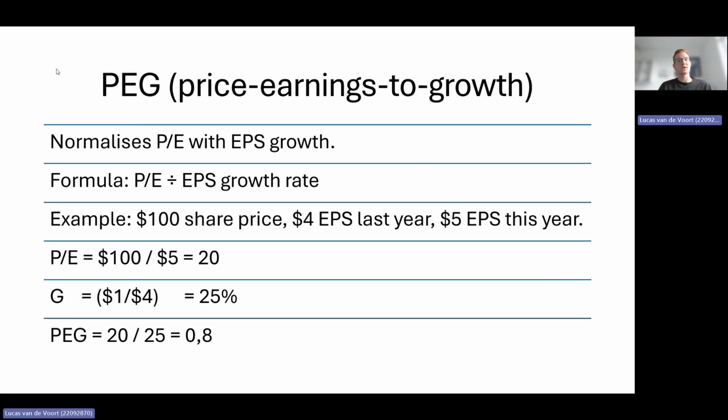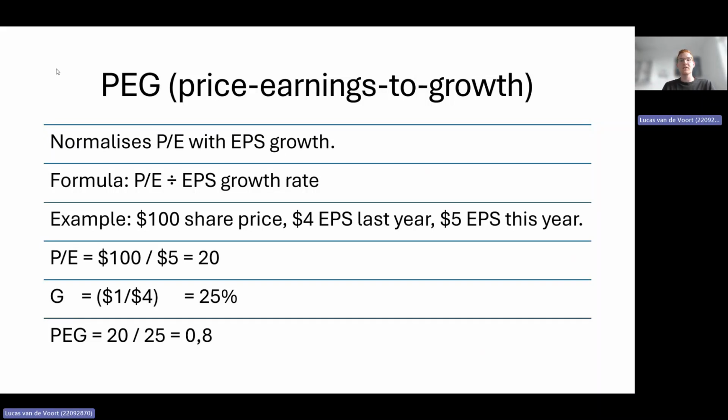And that's where the PEG, or the price earnings to growth ratio, comes in. And this divides the PE ratio by the EPS, earnings per share, growth rate. So for example, if a company is currently trading at $100 and last year's EPS was $4, this year's EPS is $5, the PE ratio of that company would be 100 divided by 5, so 20. And the EPS growth would be 25% because it went from 4 last year to 5 this year. So the PEG ratio would be 20 divided by 25, which is 0.8.